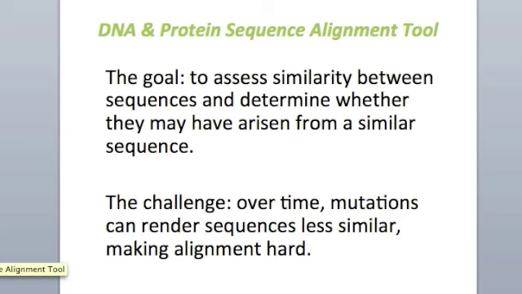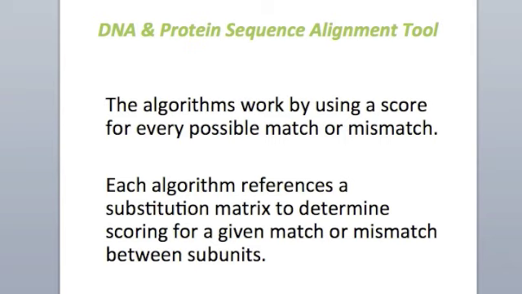So our goal was to assess the similarity between sequences and to determine whether they may have arisen from the same sequence. The challenge, though, is that over time, mutations can render sequences less similar, making alignment hard. Because of this, the algorithm needs to use a score for every possible match or mismatch, and it also references a substitution matrix to keep track of these scores and determine scoring for a given match or mismatch between subunits.